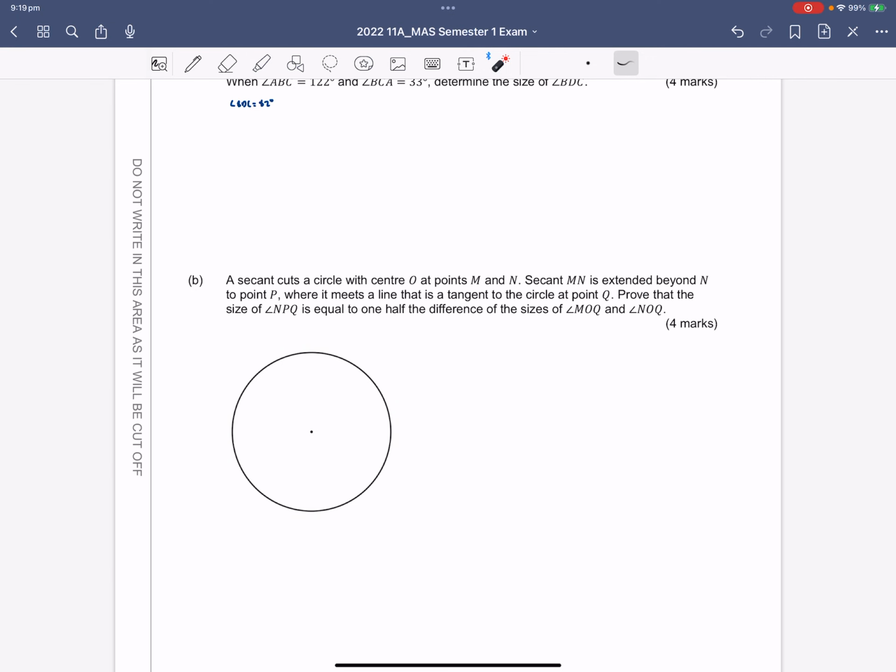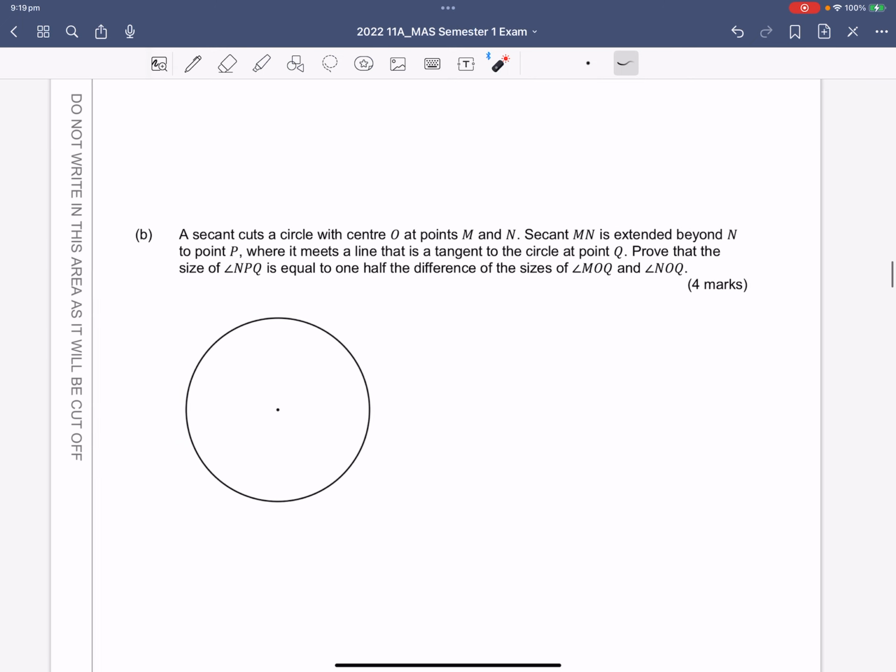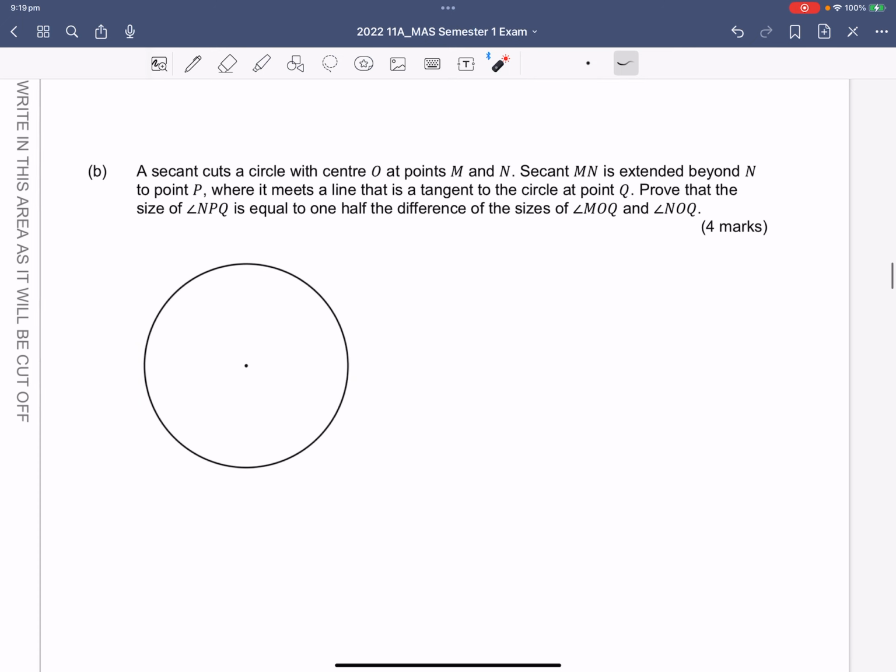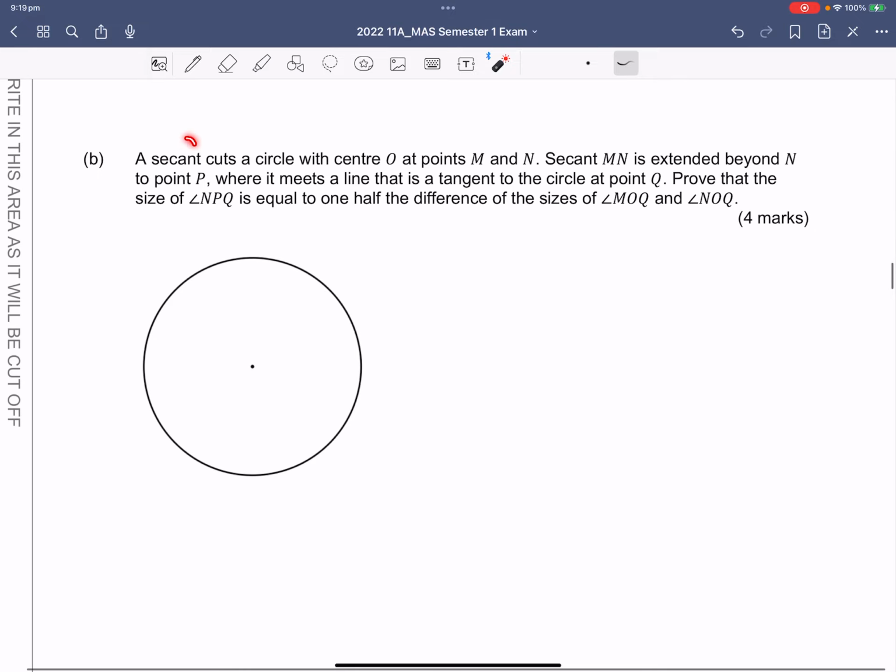Oh, I quickly saw that it says prove. Prove means I'm going to have to show full working out. A secant cuts a circle. A secant is a chord that extends beyond the circumference. A secant cuts the circle with center O at points M and N.